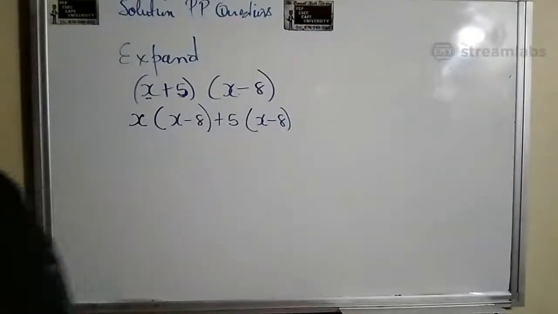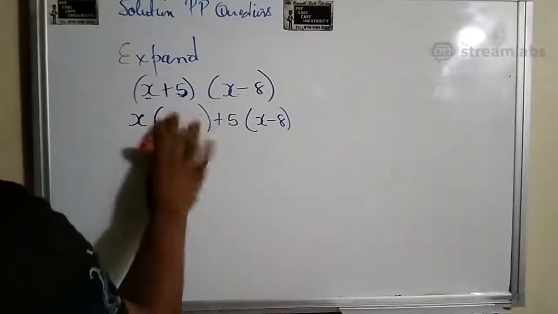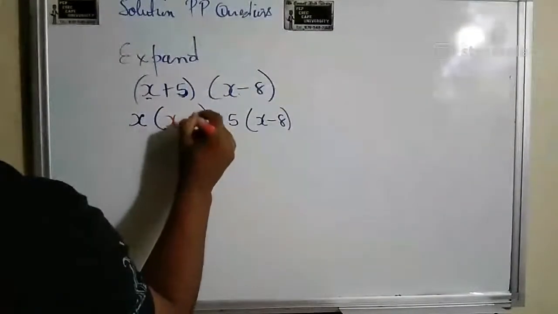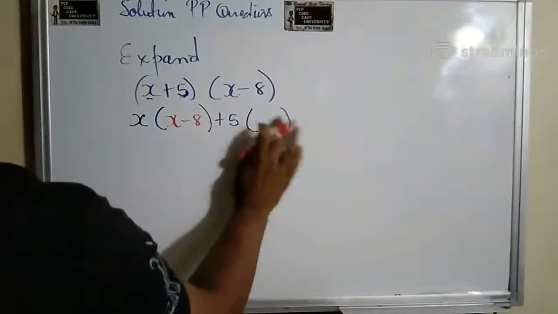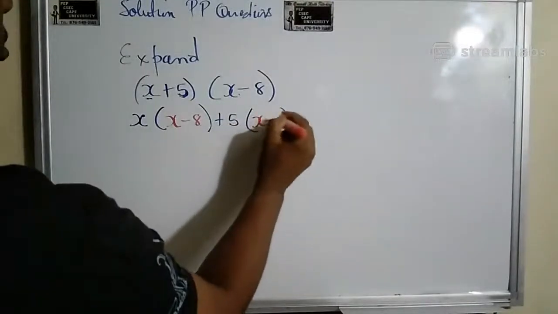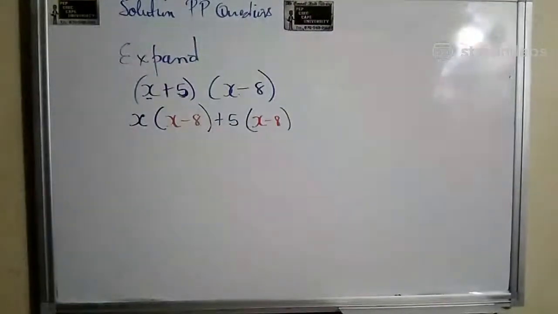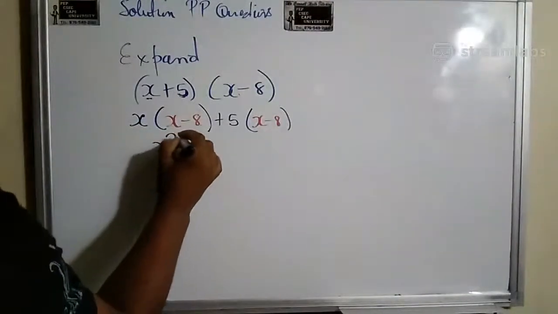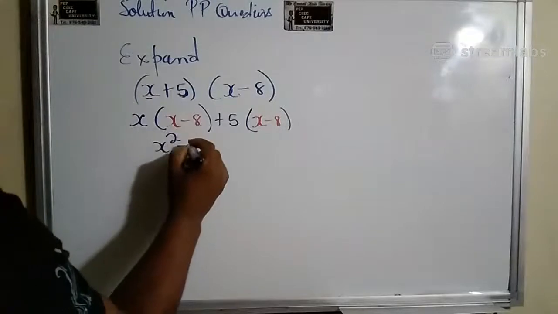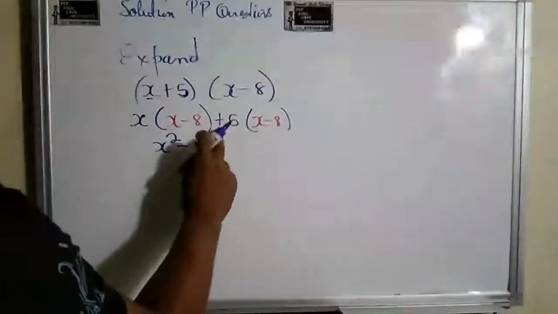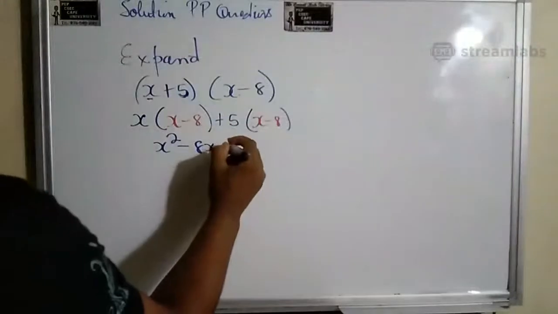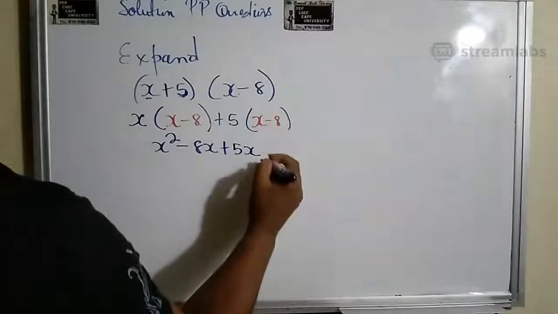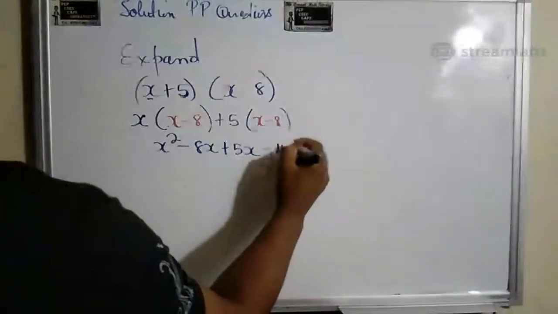Let us improve the Angel style. Let's put this in a different color so people see what I want. So it's x minus 8, because that is going to occur 2 times. So now we can expand the bracket. So it's x times x, that gives us x squared. X times negative 8 gives us negative 8x. And then we use plus 5. So plus 5 times x gives us 5x, and 5 times negative 8 gives us negative 40.